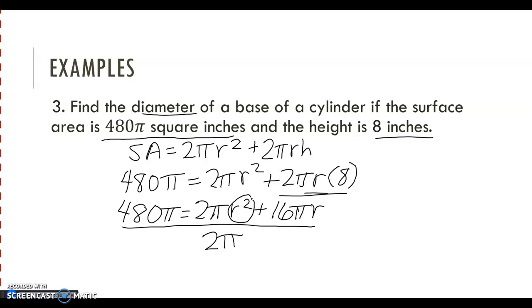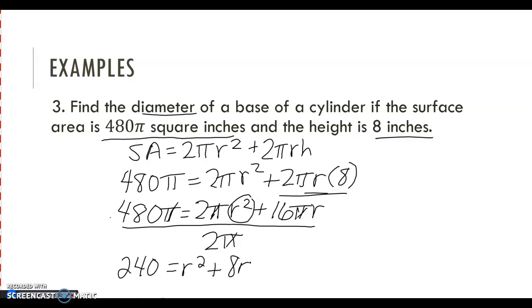So when I do 480 pi, notice all the pi's simplify. 480 divided by 2, I'm left with 240 equals r squared, and then 16 divided by 2, 8r. This now is a whole lot nicer to factor than keeping the pi's and keeping the 2, so make sure you do that division by 2 pi first.